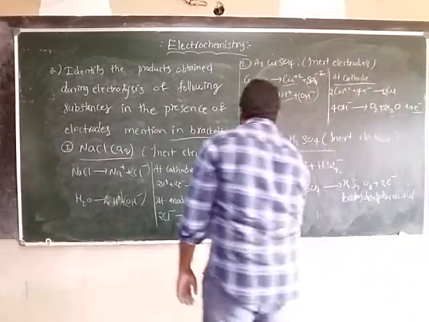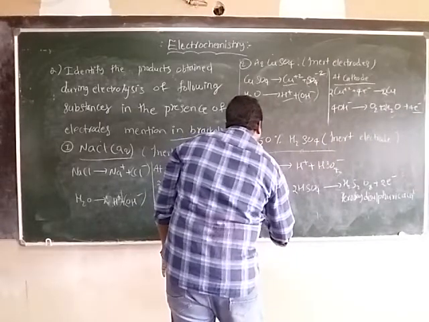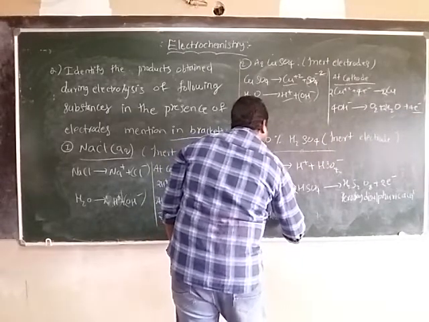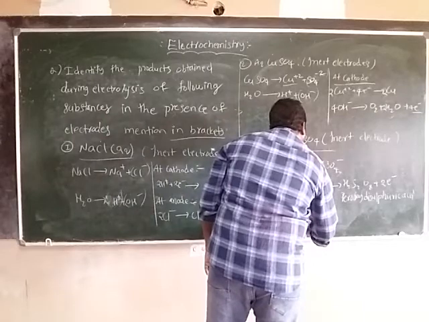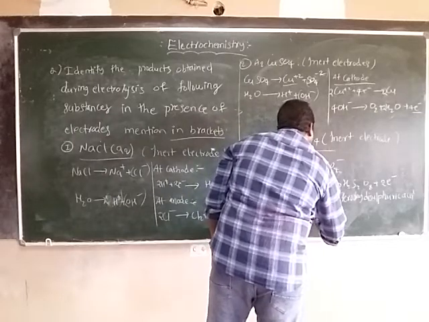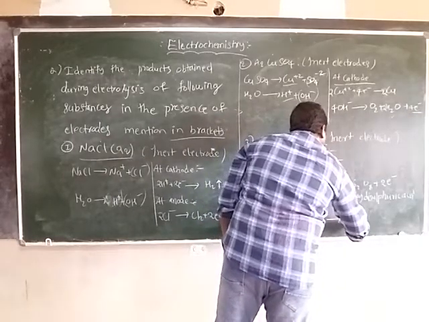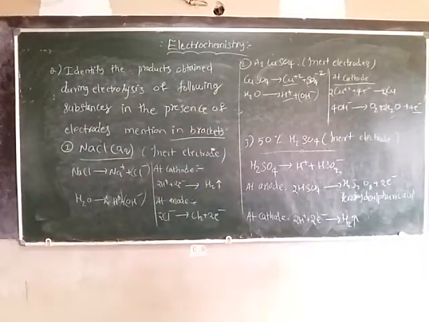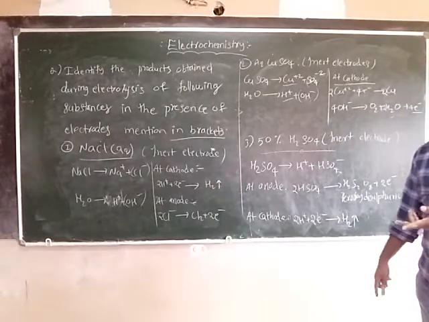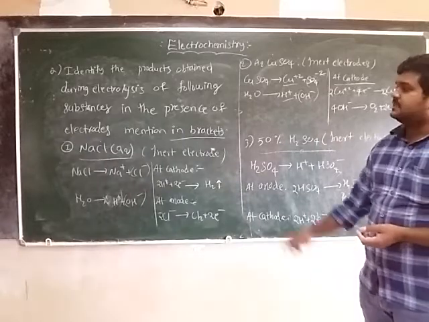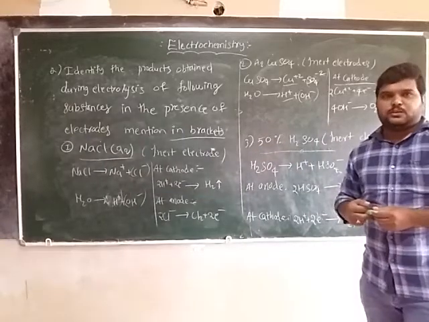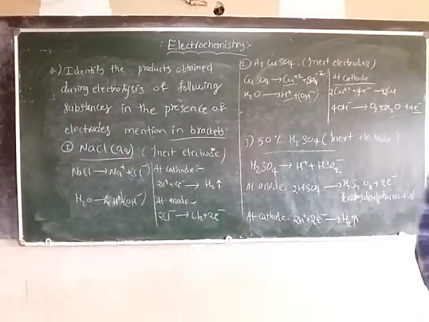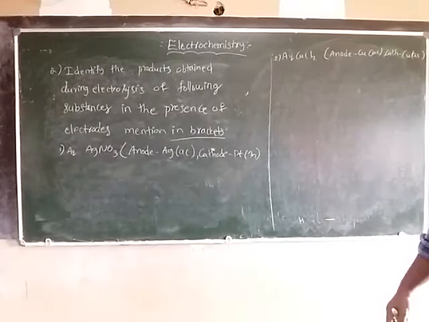At the cathode, reduction takes place. So 2H+ plus 2 electrons gives us hydrogen gas. Is it clear? These are a few important sums to explain the discharge potential, which one is the highest and which one is the lowest. This is in the presence of inert electrodes.